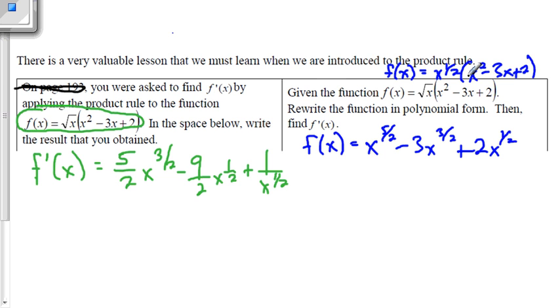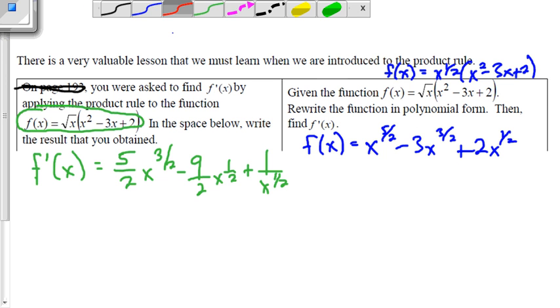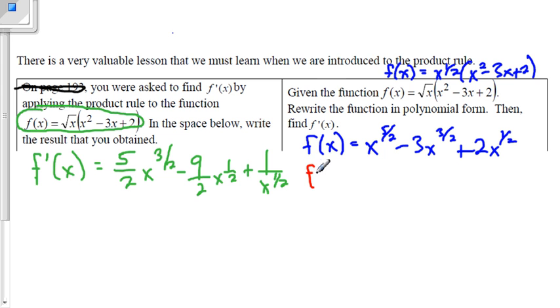So hopefully you get this: x to the 1/2 times x squared becomes x to the 5/2. Multiplying with like bases, we add exponents, 1/2 plus 4/2 is 5/2. So hopefully you get that. Now we're going to take the derivative, and we're taking the derivative using the power rule.